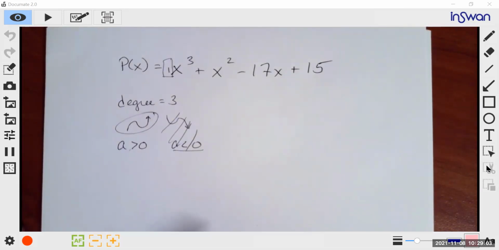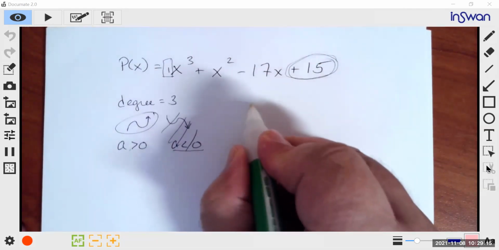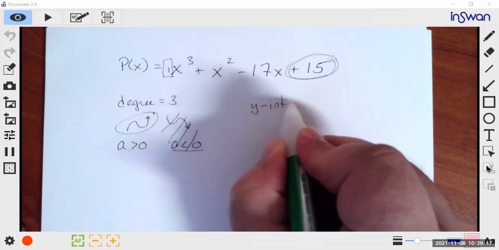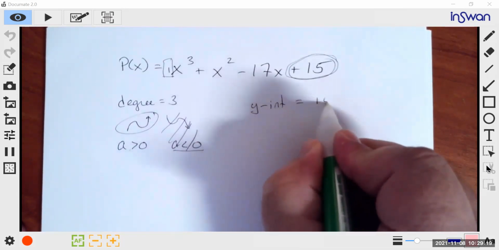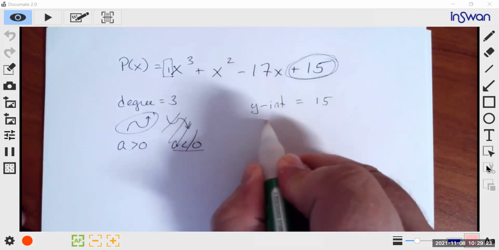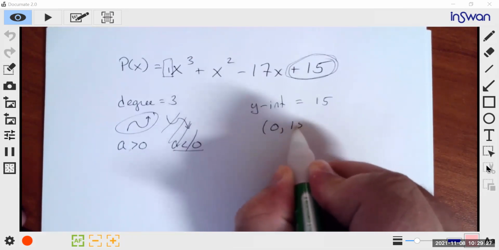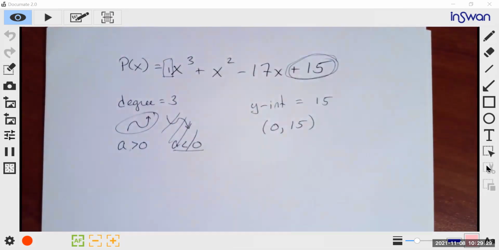What's the y-intercept? Yep. The y-intercept is always the constant. Remember the rules of how to find the y-intercept? Set x equal to 0, and whatever your constant is, that's your y-intercept.